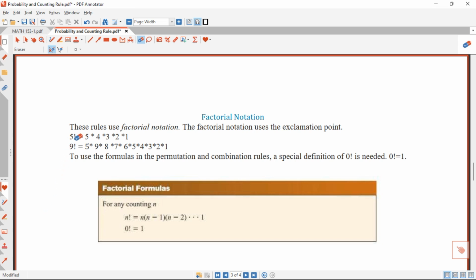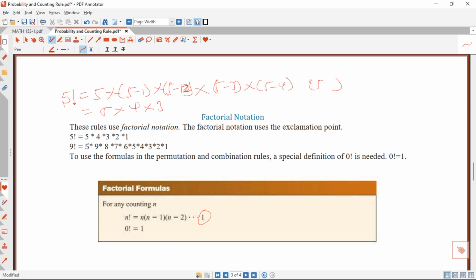So basically, let's say you have 5 factorial here. How are you going to do it? 5 factorial must be equal to 5 times 5 minus 1 times 5 minus 2 times 5 minus 3 times 5 minus 4. We cannot add times 5 minus 5 because you are going to get 0. The rule says that we are supposed to end at 1. So here we are going to get 5 times 4 times 3 times 2 times 1.